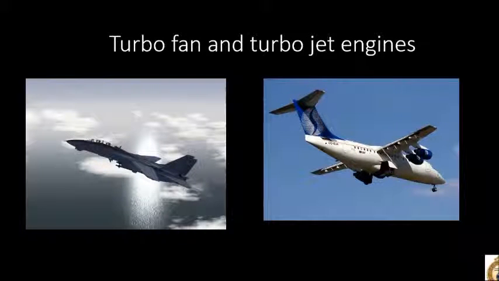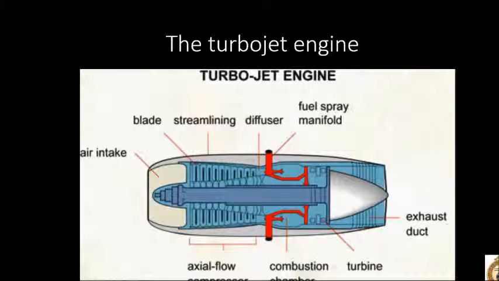Our next type of turbine engines are turbofan and turbojets, and just some really basic differences between them. The turbojet was kind of like the early form of jet engines. Again, it sucks in air, compresses it, adds fuel to it, ignites it, blows it out the back. That's basically what happens with jet engines.